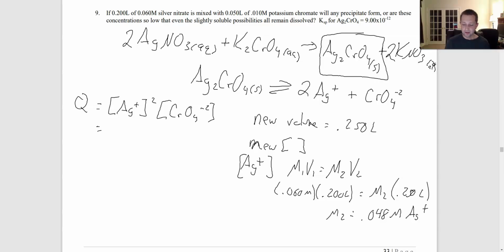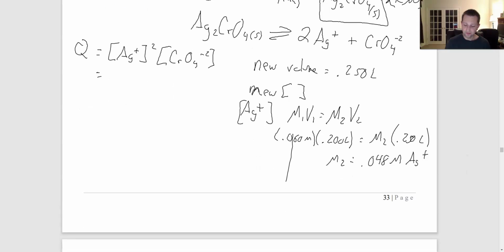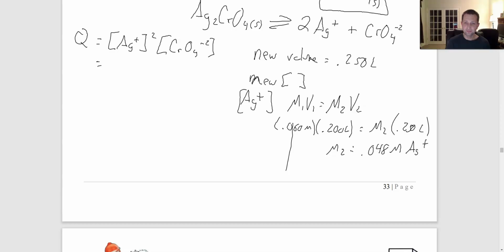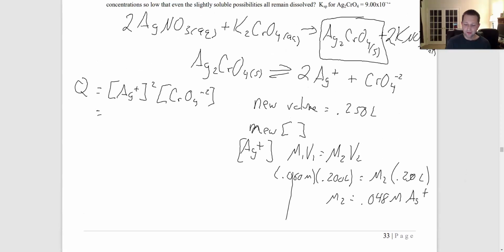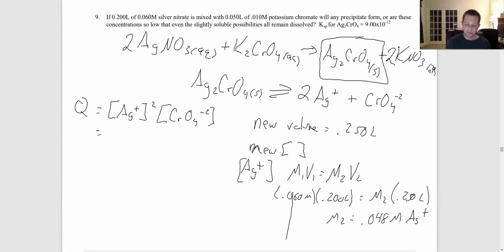You want to do the same thing for chromate. If you take a look at what we have here, your initial molarity was 0.010 molar of your potassium chromate. There's only one chromate ion here, right? So that's the molarity of potassium chromate, 0.010 molar, which is the initial molarity of your chromate ion.